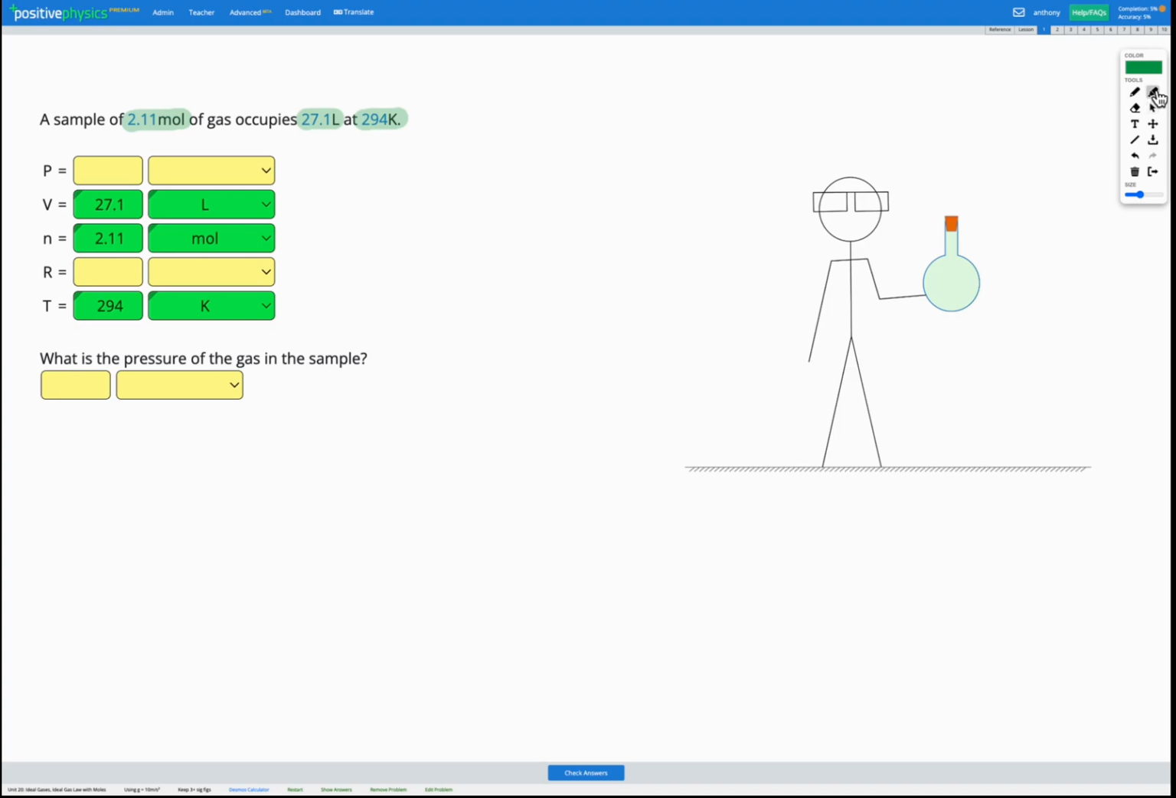In this question, we're trying to find the pressure of the gas in the sample. So the P is going to be our unknown variable we're trying to solve for. However, we still have one other variable here that we don't know yet, which is R. Now, R is a molar gas constant. So we need to go to our reference sheet to find the value of R.